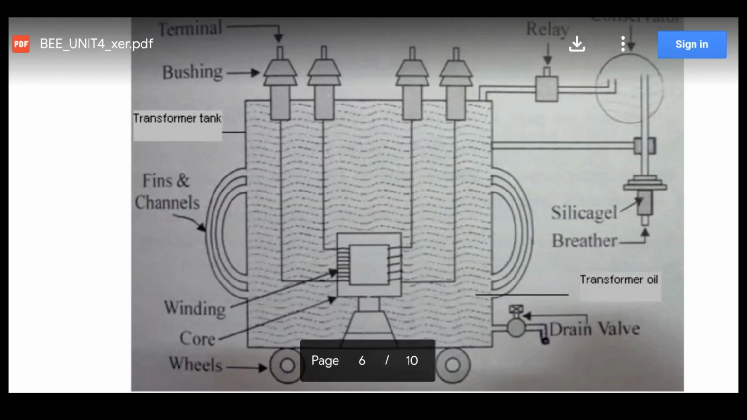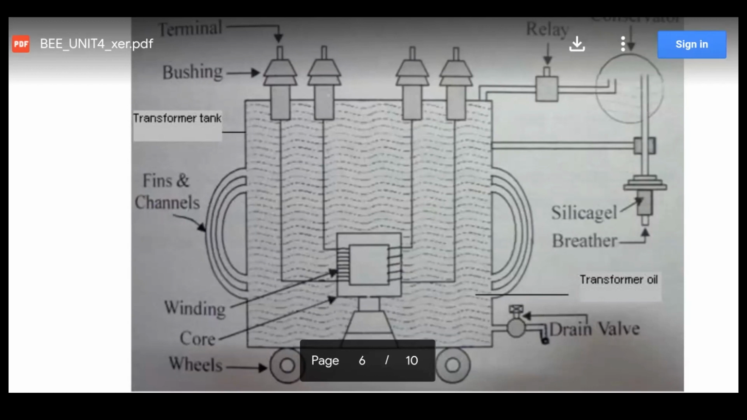So what should be its properties? First of all, it should have good heat radiating properties so that it stimulates the cooling. Second is its viscosity. It should be less viscous in nature. If it is less viscous, then the movement of the oil will be more. More is the movement of the oil, more will be the cooling.